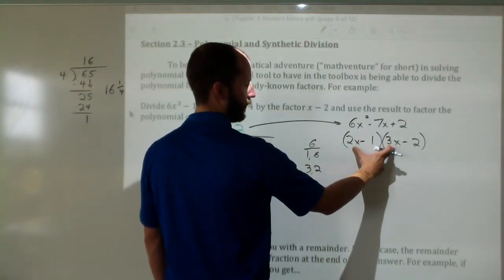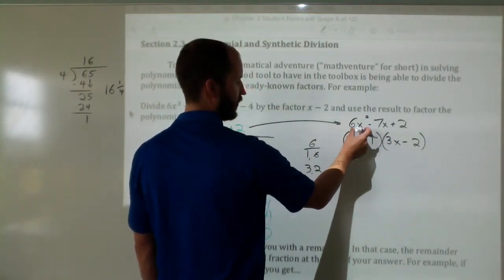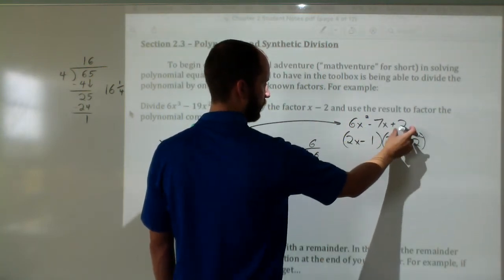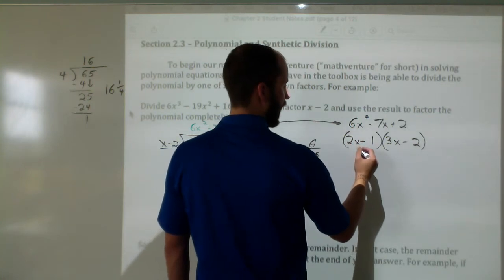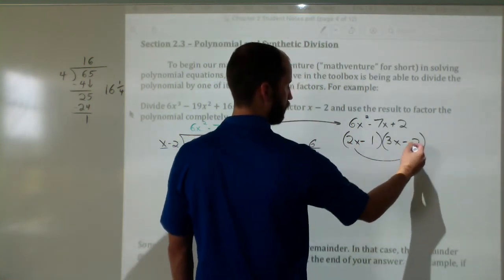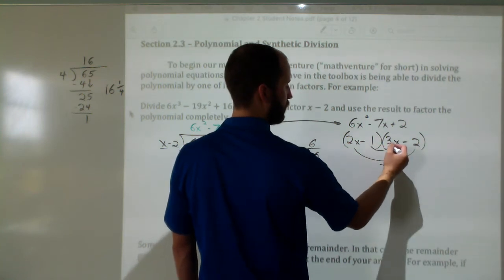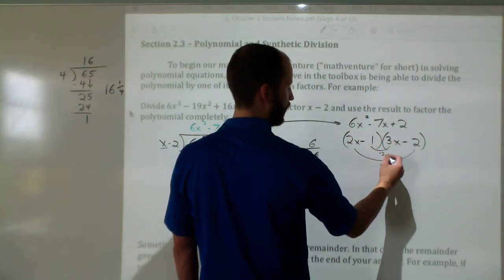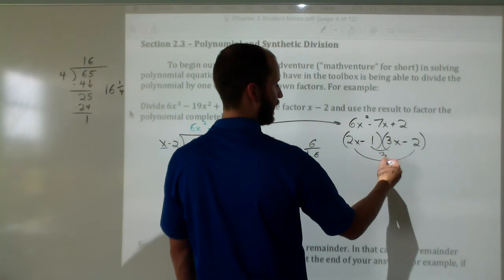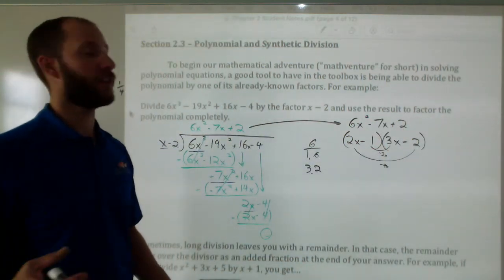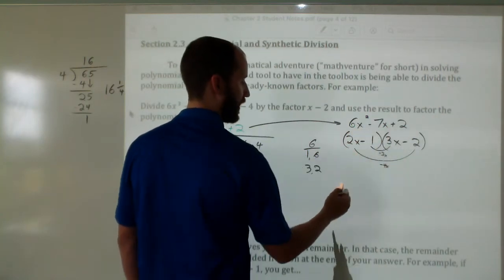Now 2x and 3x give you 6x squared. Negative 1 and negative 2 give you positive 2. The outer terms multiplied together would give you negative 4x. The inner terms would give you negative 3x, and those add up to negative 7x. So we found the factors of this quadratic.